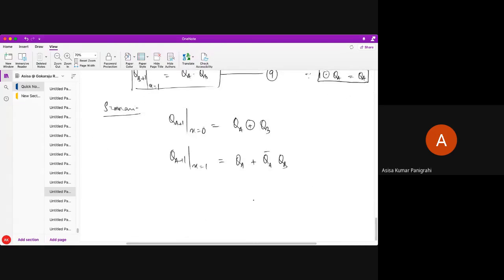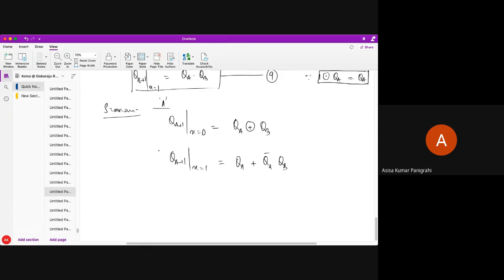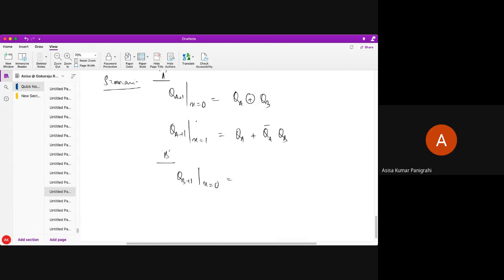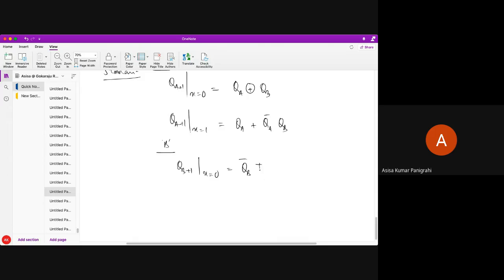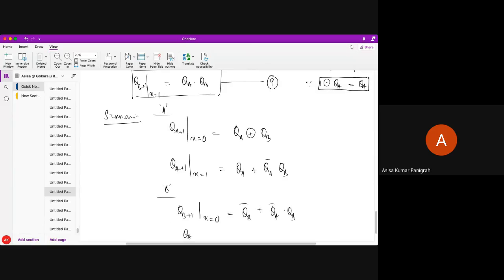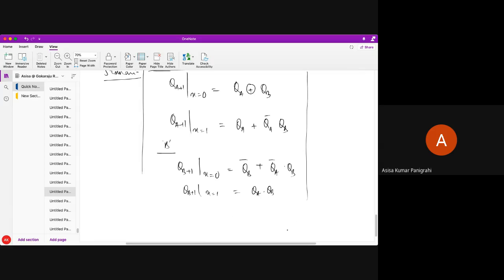Next, this is for flip-flop A. Similarly, for flip-flop B, what have I got? QB plus 1 at x equal 0. What did I get here? I have got QA bar and QB. Okay. Next, QB plus 1 at x equal to 1. I have got it like QA and QB. So this I have derived, and this is called the transition equation of the 2 flip-flops. Okay, this is my step number 2.